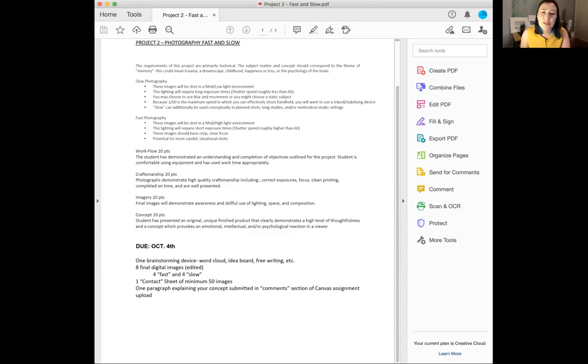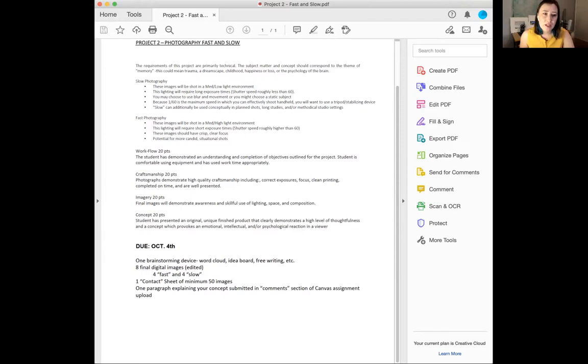Imagery, 20 points. So that's the aesthetics. Is it aesthetically a nice image? Does it have full white and full black and gradients in between? Is it a good use of color? Is it composed properly within that aspect ratio, within the square that you're looking through? Is it a nice image to look at?